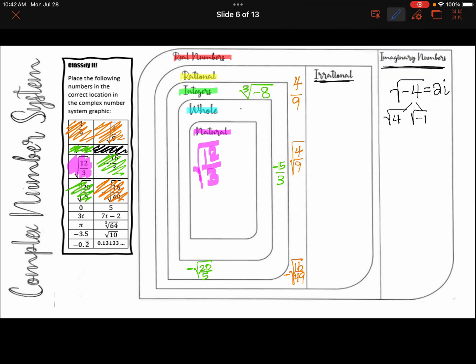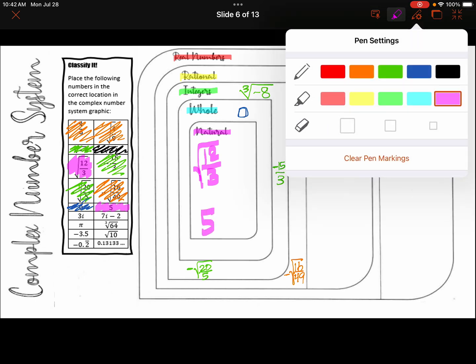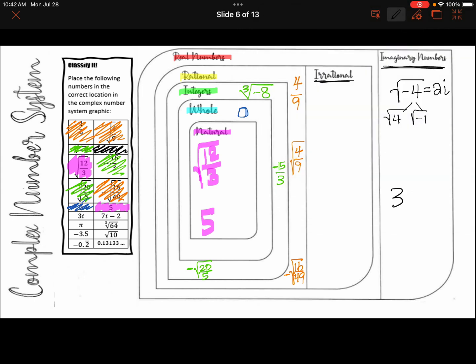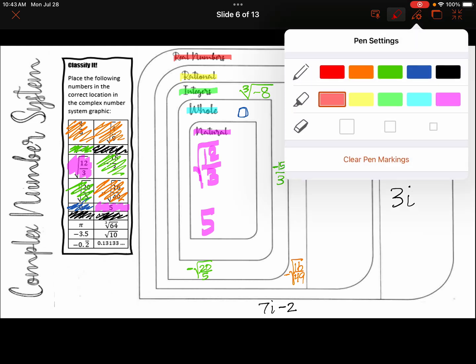0 is, by definition, the only whole number that isn't also a natural number. And then we have plain old 5, which is a counting number. 3i is imaginary. 7i minus 2 is just going to go out here. It is only complex, so this is the complex number system. It doesn't go in any smaller bucket. Pi, we're going to go irrational for pi.